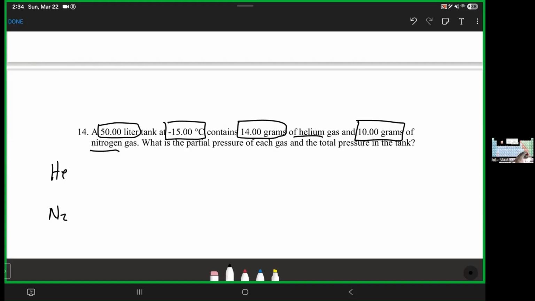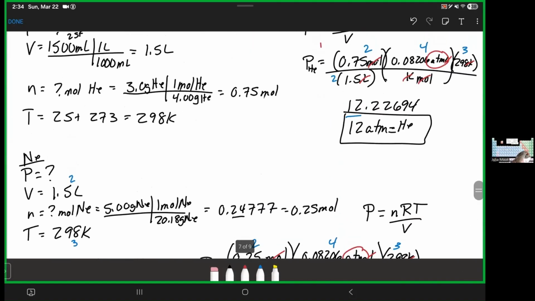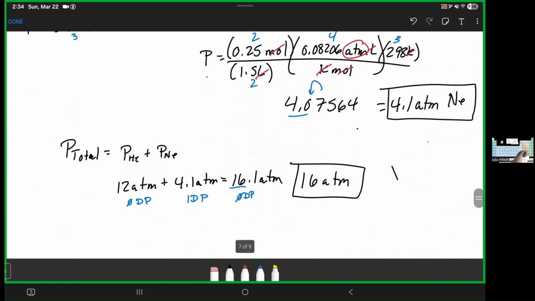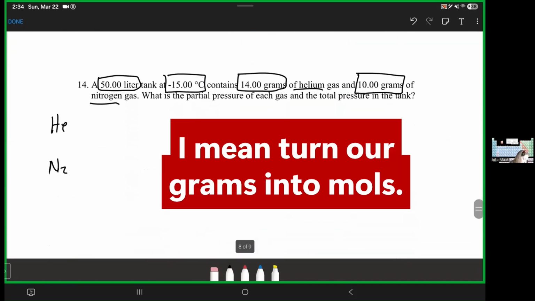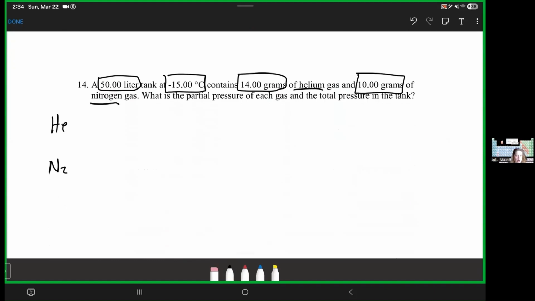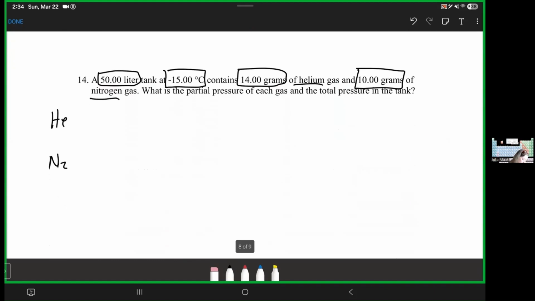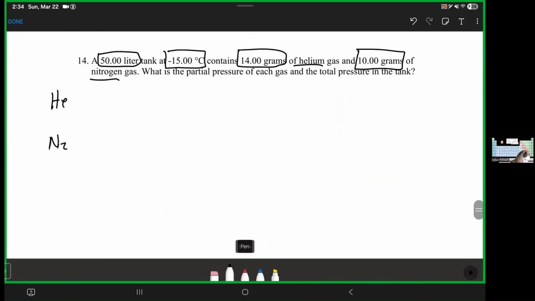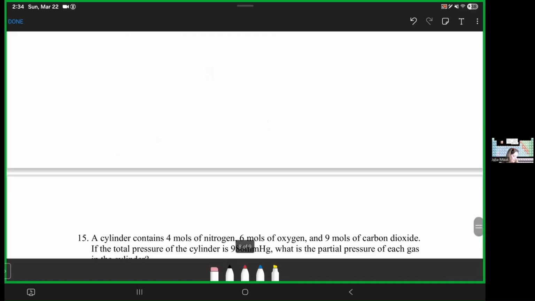Okay, and on this one up here, same thing. We're going to turn our grams into moles, turn our temperatures into K, and we are there. We just do each one of those, get a partial pressure for helium, a partial pressure for nitrogen, and then add them together to get your total pressure. So I'm going to leave that one for you to do if you want to do it.